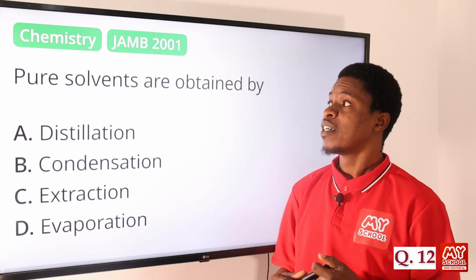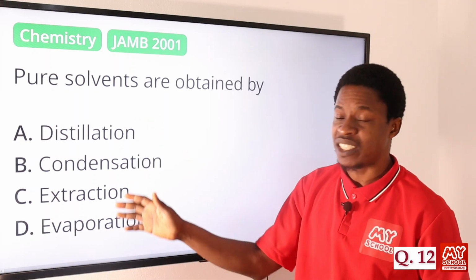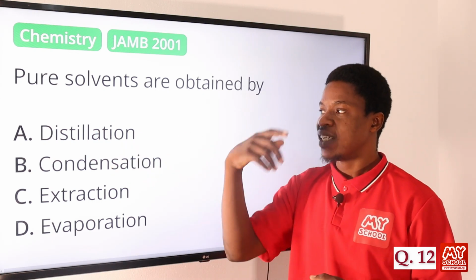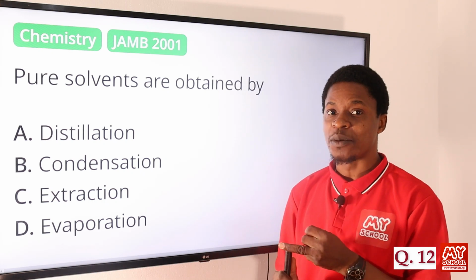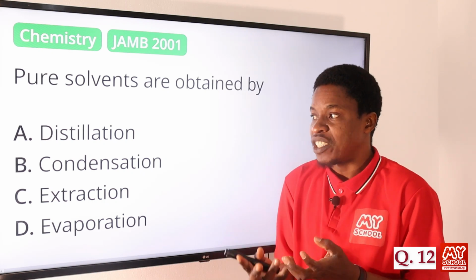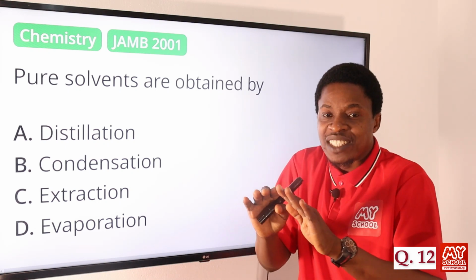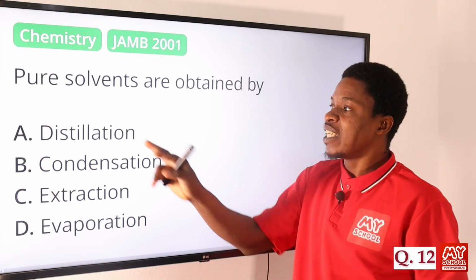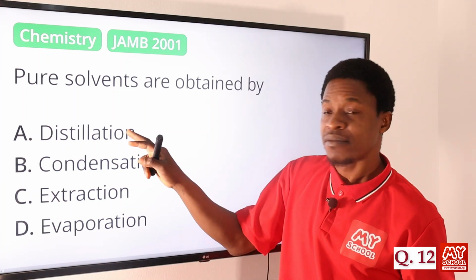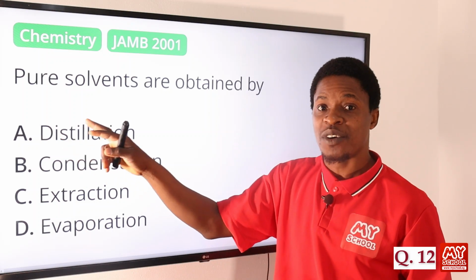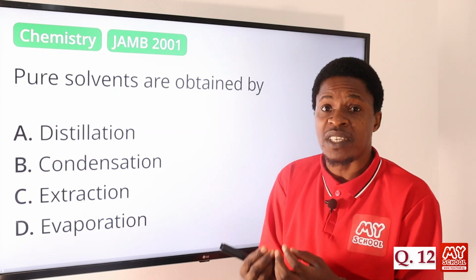So if you want to obtain pure solvents, which of these methods do we use? Distillation. Distillation has to do with two processes. You boil the substance, and then there is evaporation. As evaporation or vaporization takes place, it condenses. So in distillation, these two processes, condensation and evaporation, are involved. Distillation is where you have the substance that is left after the solvent has been boiled.